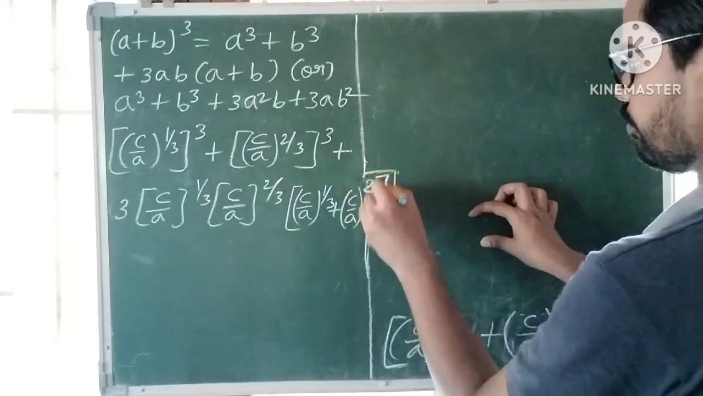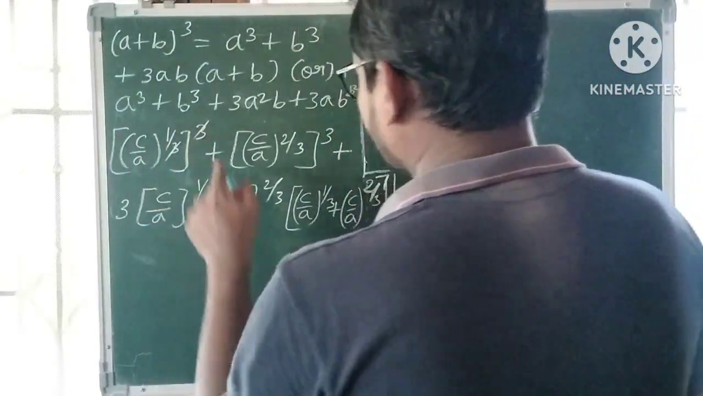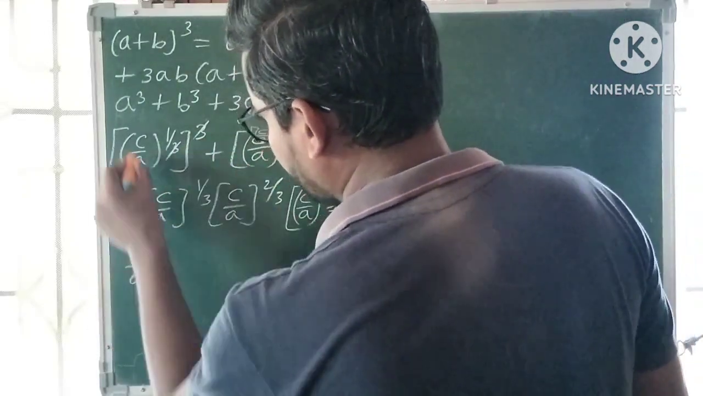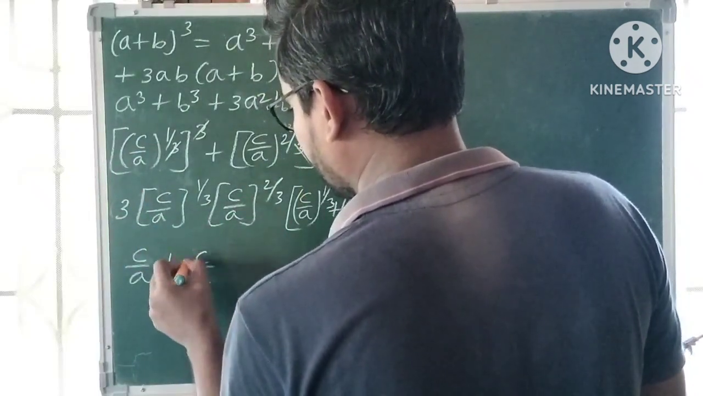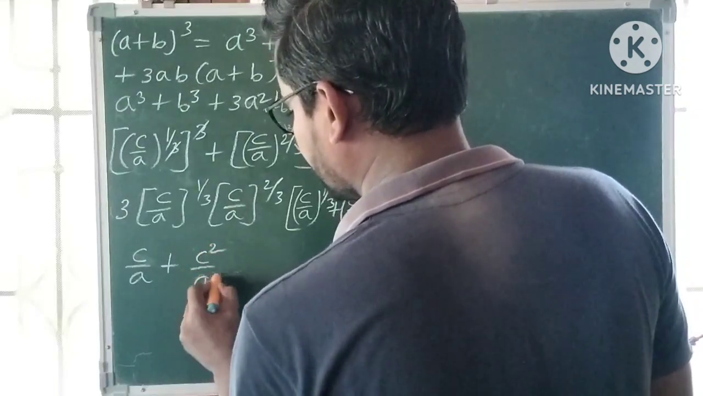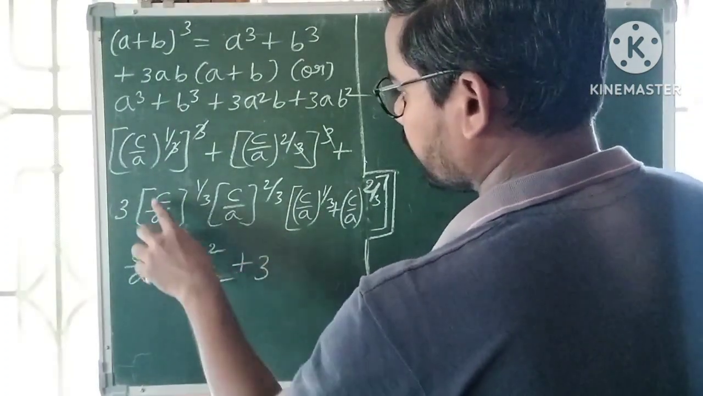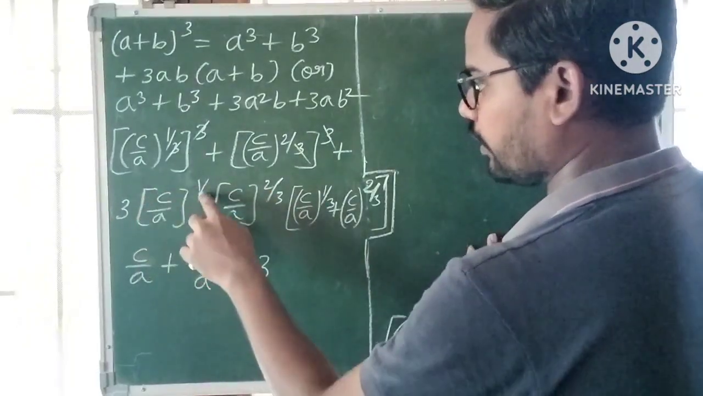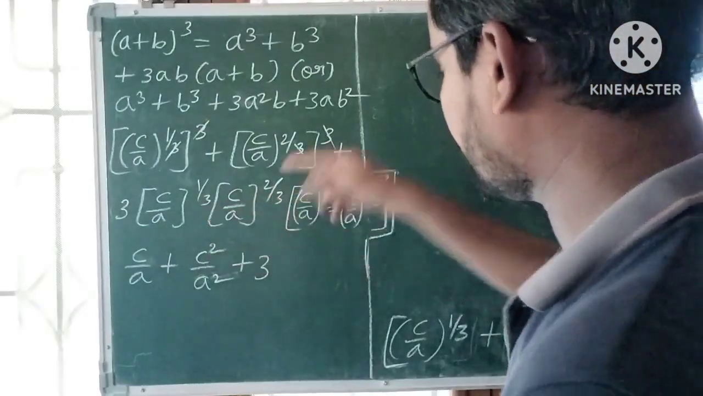Okay, right. So the cube root gets cancelled, 3 gets cancelled, here also 3 gets cancelled. You will get c by a plus (c by a) whole square, which means c square by a square, plus 3 into a power m into a power n, where a is equal to c by a, m is equal to 1 by 3, and n is equal to 2 by 3.